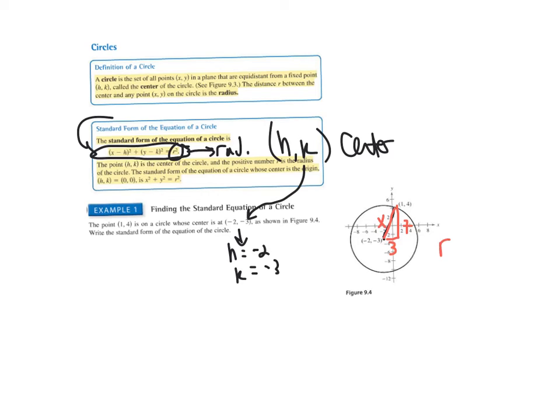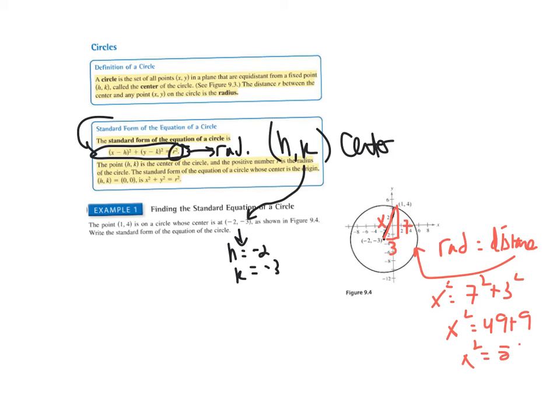So again, to find your radius, given a point and the center, you could use the distance formula or the triangle. I think the triangle's faster. It's up to you. If you remember the distance formula, great. If you don't, it's x2 minus x1 squared plus y2 minus y1 squared, all square rooted, which literally is what we did, but with the Pythagorean theorem. So anyway, r squared equals 7 squared plus 3 squared, which is really 49 plus 9, which is 58.